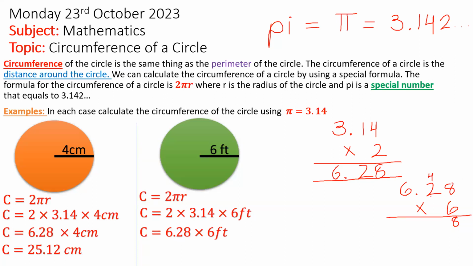What is 6 times 2? 12. 12 plus 4 is 16. Put the 6 down. Put the 1 above. What is 6 times 6? 36. Very good. Plus 1, 37. Good. So the answer is 3768. That's the answer.